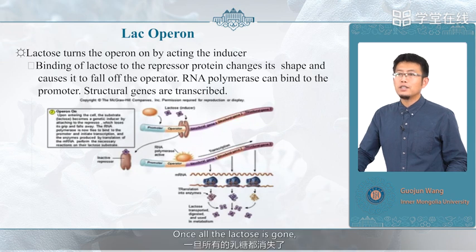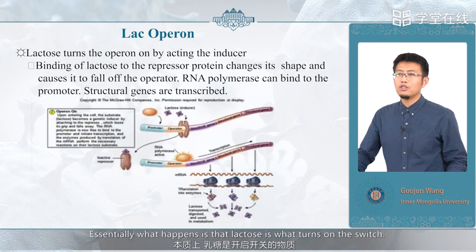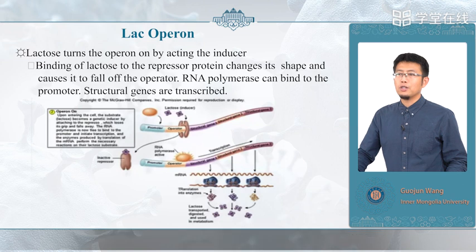Once all the lactose is gone, the lactose will fall off the repressor. The repressor will come back, bind on the DNA, and shut it off. Essentially, lactose is what turns on the switch. If lactose is not there, the switch is off. If lactose is there, the switch is on. We call this a lac operon.